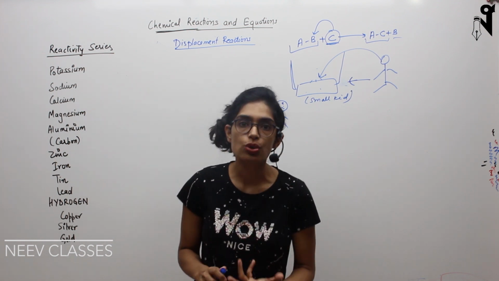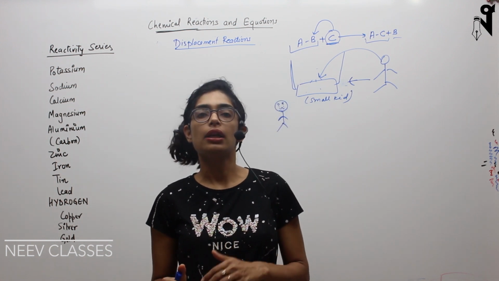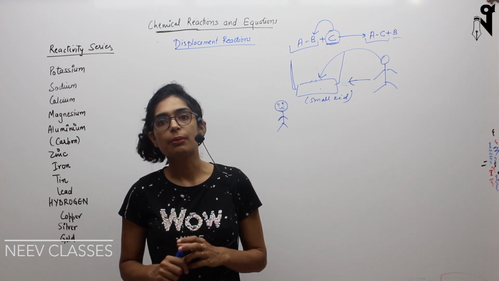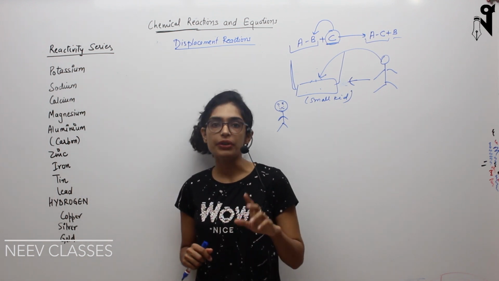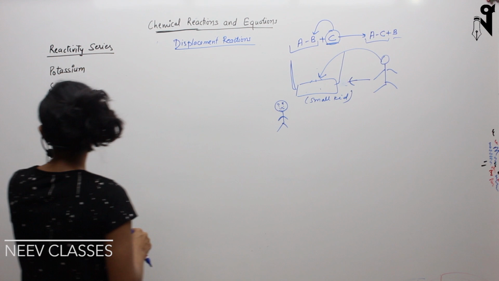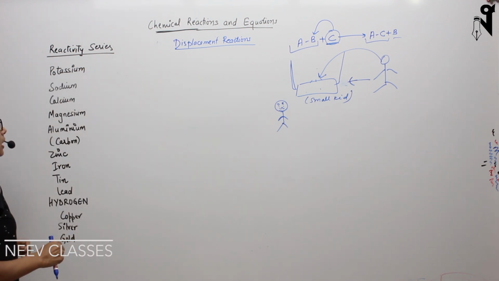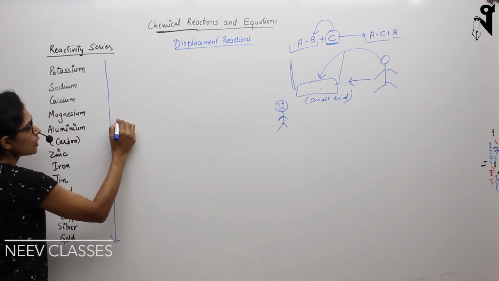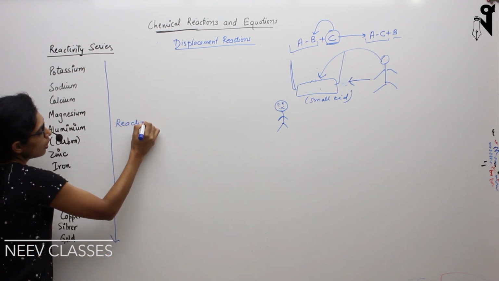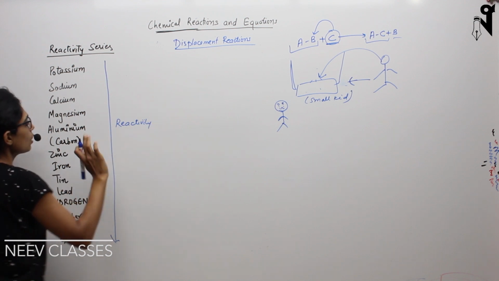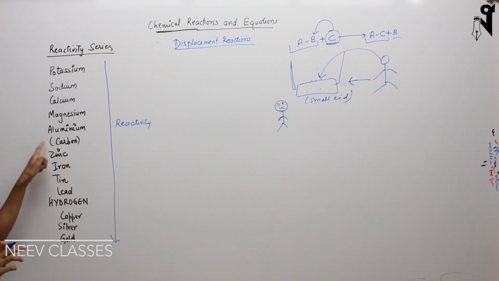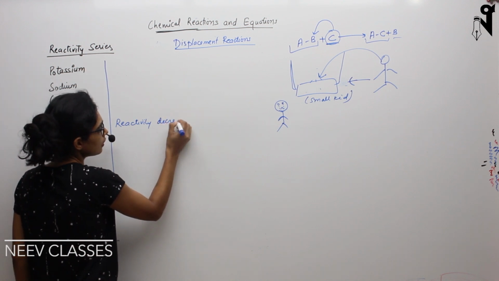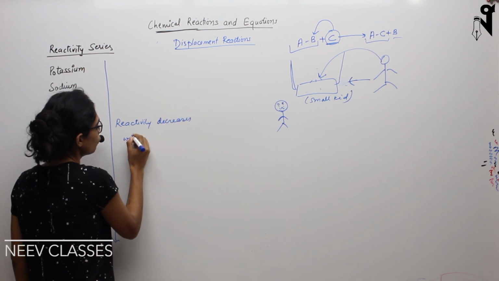So how do we even get to know that a particular metal is a strong metal or a weak metal? A particular element is a strong element or a weak element? We basically refer to the reactivity series. So this is our reactivity series which I have mentioned over here. Now when we go from top to down, the reactivity of the elements decreases. This is not only a metal series, it has one non-metal also, that is carbon. Okay. So reactivity decreases when we go from top to down.